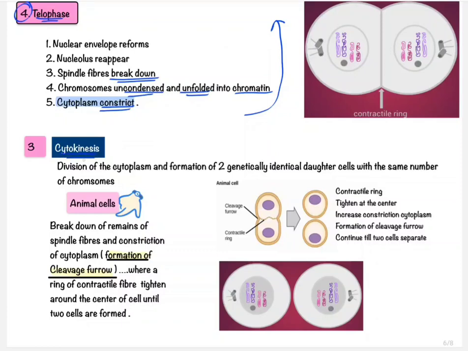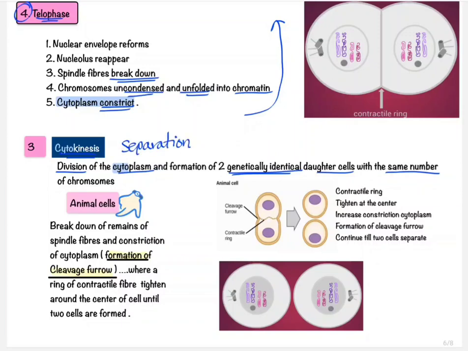Cytokinesis. Okay, this is the correct pronunciation, I know it now. Cytokinesis is the division of the cytoplasm. You can observe that cytoplasm starts with cyto, and cytokinesis also starts with cyto. This means it refers to the cytoplasm. It has something to do with that, okay? Division of the cytoplasm and formation of two genetically identical daughter cells with the same number of chromosomes. This is simply the separation, okay?